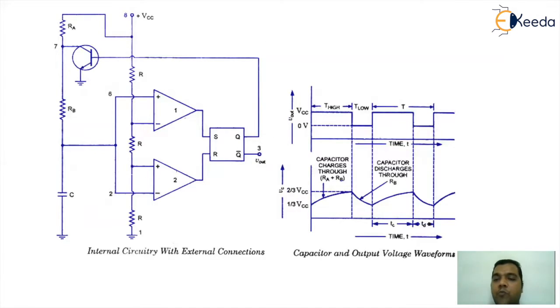So here you can see the output clearly in the form of a waveform, where the capacitor started charging and went to a level of 2 by 3 VCC, and the charging was happening through RA plus RB, and during discharging, it was discharging through RB only. So when I talk about the two spaces, the high time and the low time, or you can say the on time and the off time, the total addition of the on time and the off time will give you the total time period of the pulse. So the total time period of the pulse includes the charging and the discharging time of the capacitor.